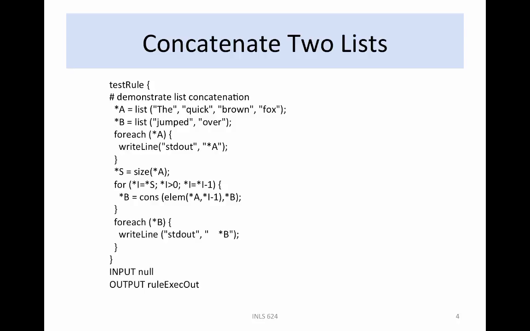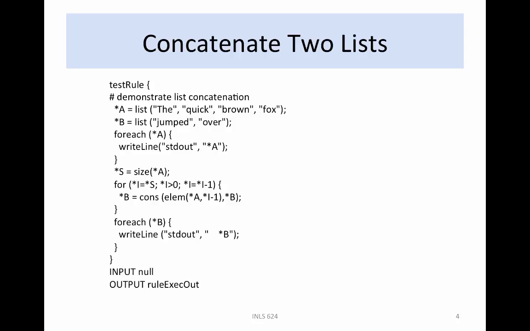Then the elements defined in the list *A are inserted at the beginning of the list *B. The initial values of *B are jumped over. Note that the elements from the list *A are inserted in inverse order, starting at the end of the *A list and looping down to the beginning of the *A list.